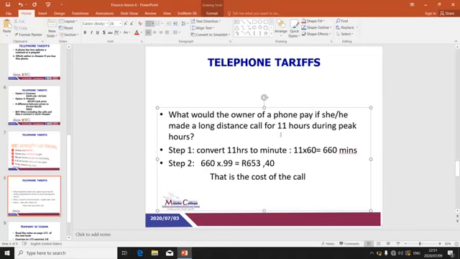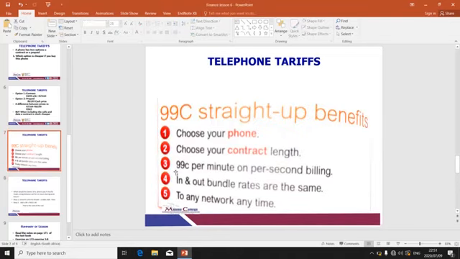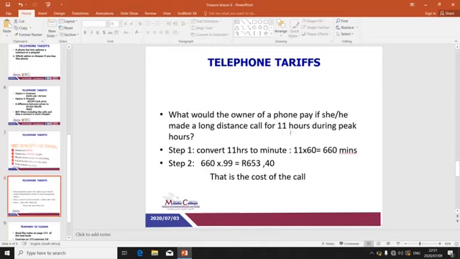First of all, convert. Remember, for billing, it's 99 cent per minute. But the question is in hours. How much is it for 11 hours? Convert first the 11 hours to minutes. In other words, 60 minutes is equal to 1 hour. That's why for step one you are supposed to convert 11 hours to minutes. We say 11 multiplied by 60, which is 660 minutes.